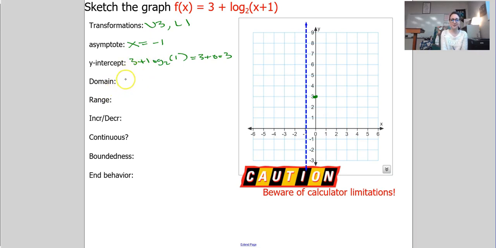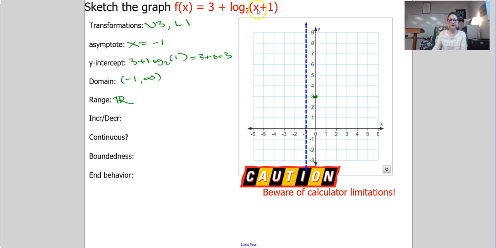All right, our domain, well, again, the domain of the parent function was 0 to infinity. I've shifted to the left 1, so this time we'll have -1 to infinity. What's our range? Our range is all real numbers, right? So let's plot at least one more point to kind of get a feel for this graph, and then we will connect our points and be able to answer the others.